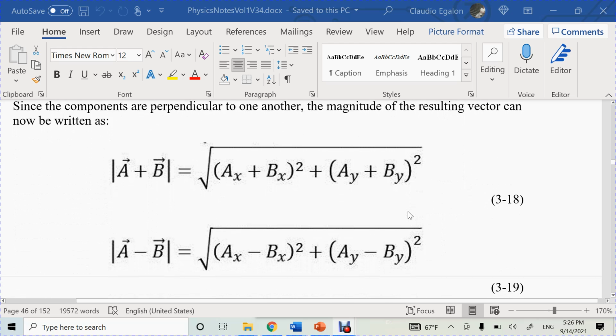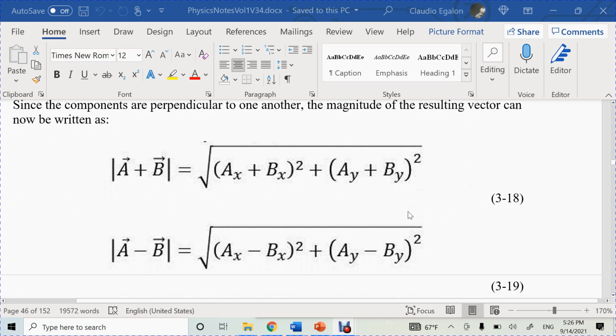Okay, so here you go. Here's the magnitude of A plus B. That's the generic equation. What we did here on the board was a more specific case, where for Ax and Bx we knew the numerical values. But that's the most generic equation for the magnitude of A plus B and the magnitude of A minus B. Don't forget, what we see here is the Pythagorean theorem, right? Here you go, the C sub x and the C sub y.